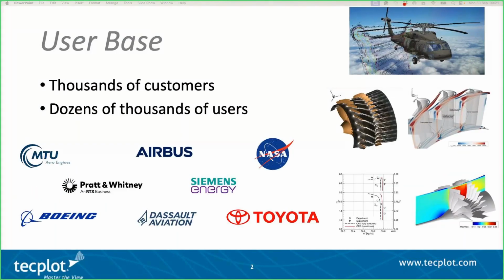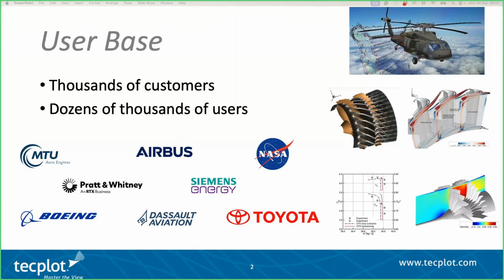I think a good way to explain what we're about is to say a few words about our customers, who's using our products. It's quite hard to do because we have thousands of customers, dozens of thousands of users around the world. So I just picked a few that I thought will be relevant to this community here. We have a lot of them in the aerospace, defense industry, turbo machinery as well. So you'll recognize a lot of these names.